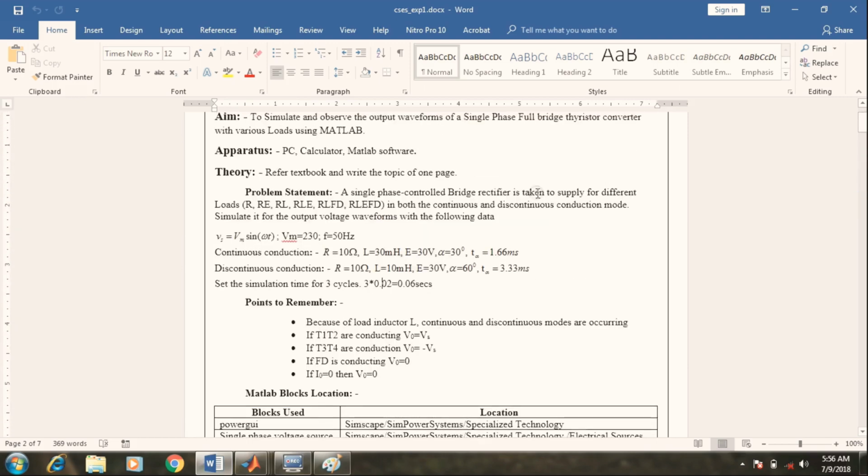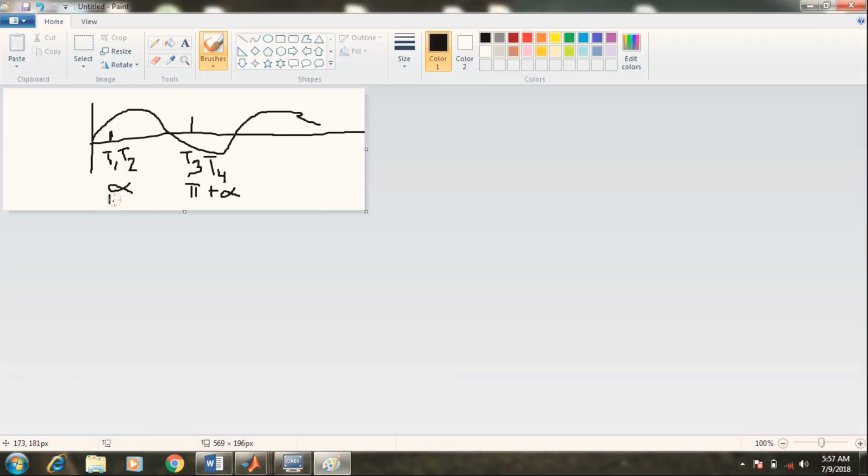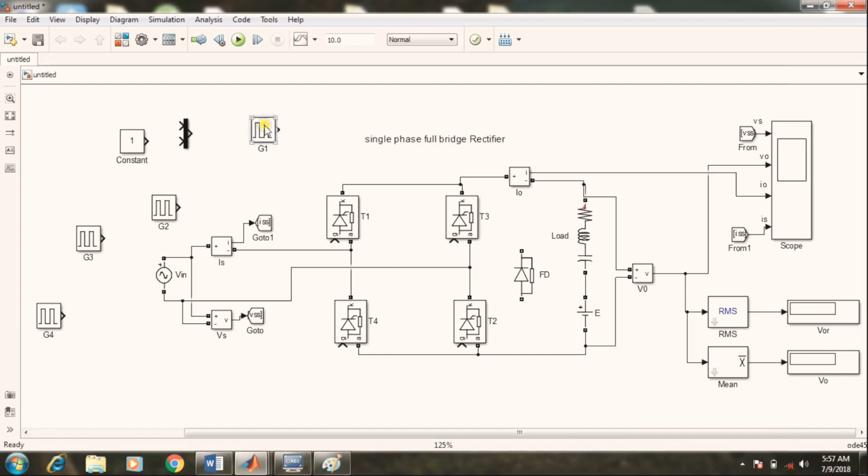First of all, I want to show you this continuous conduction. For that purpose, alpha means 30 degrees. That is the time you need to set is 1.66 milliseconds. So in place of alpha, you want to place 1.66 milliseconds. Pi plus alpha means 10 milliseconds plus 1.66, that is 11.66 milliseconds. So in settings for T1 and T2, the phase delay is 1.66 milliseconds. For T3 and T4, the phase delay is 11.66 milliseconds. Okay.